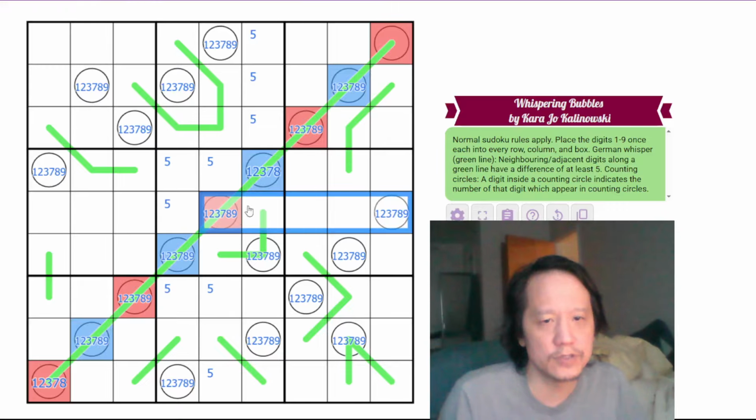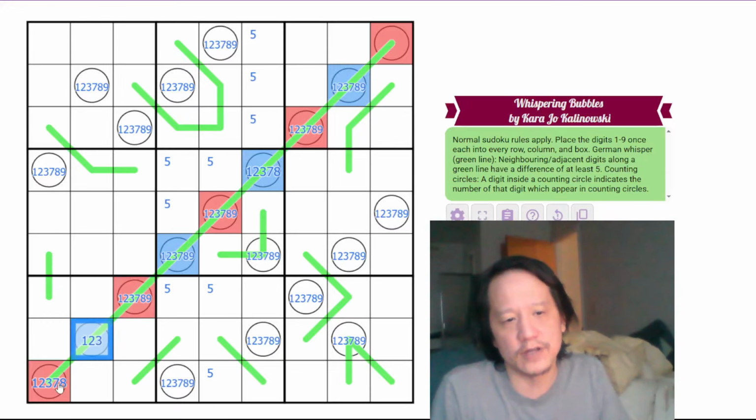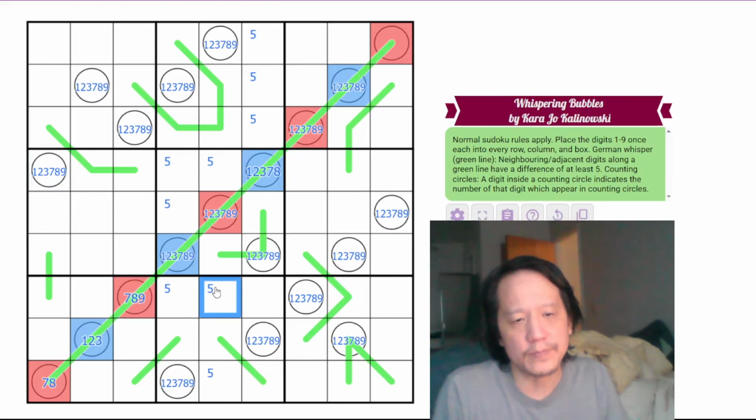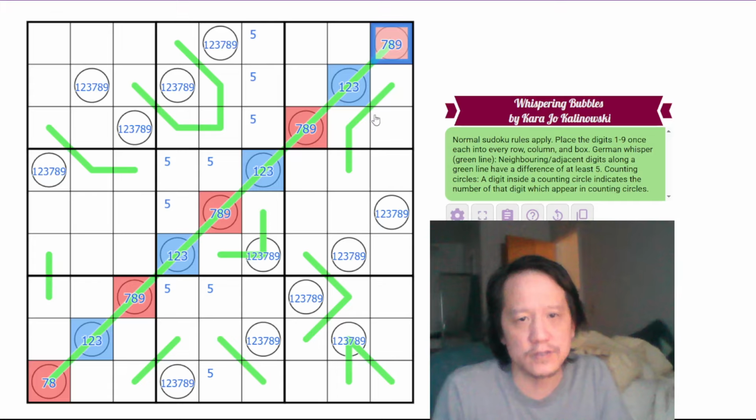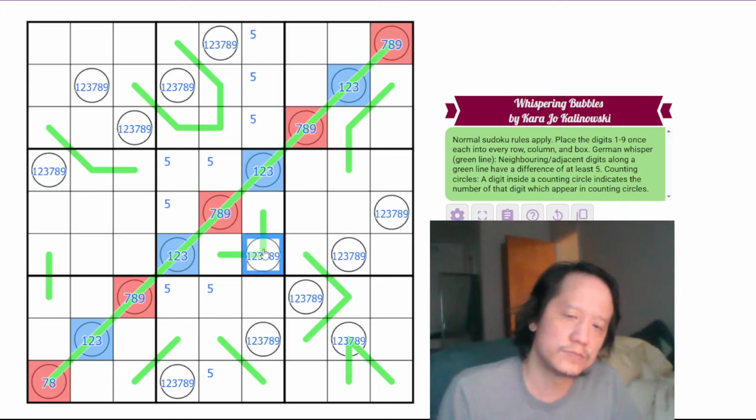You could have 2 here, 2 here, 2 here. So this satisfies that. Then this is not 7, 8, or 9. This is 7 or 8, 7, 8, and 9. 1, 2, 3, 7, 8, or 9. 1, 2, 3. This is 7, 8, or 9. So we know this is how that works.